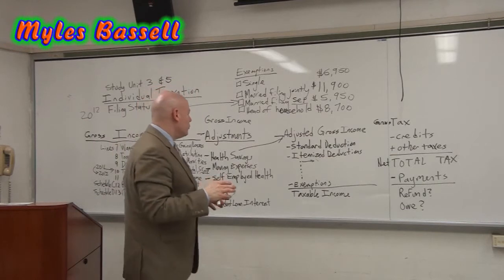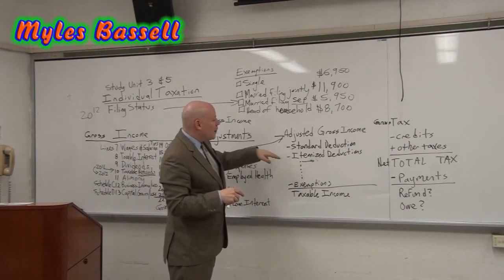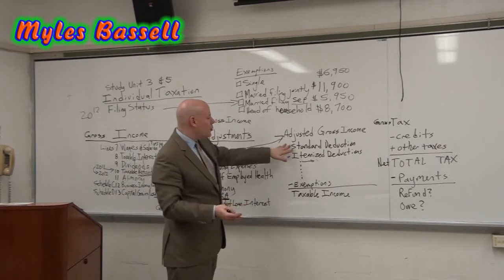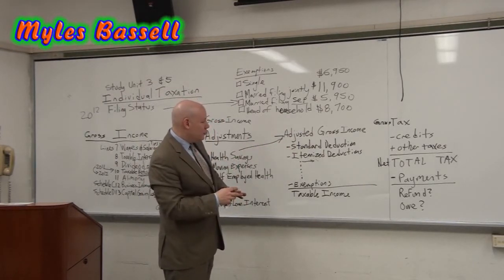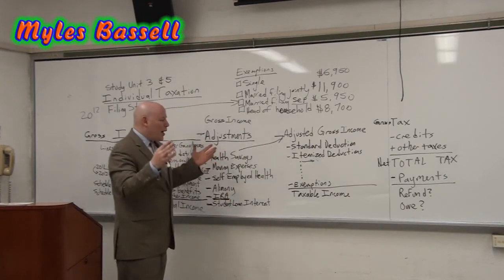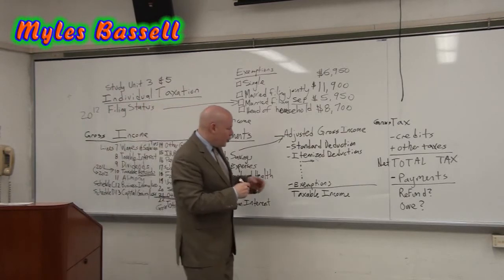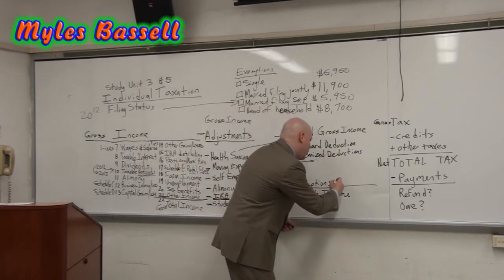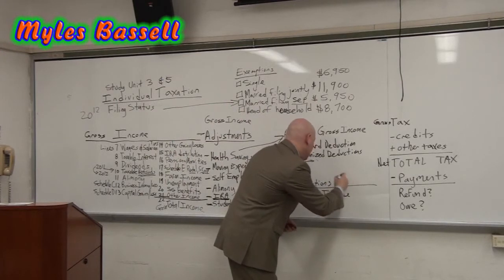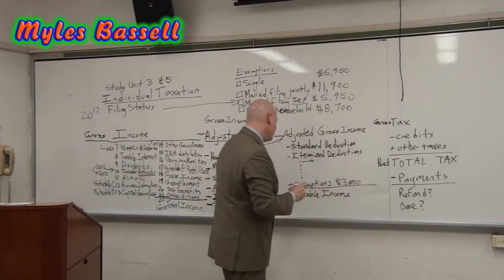All right, so we have our adjusted gross income. Then we need to decide which is greater, the standard deduction or the itemized deductions. We want to take the greater of the two. Now, how much for 2012? How much is the exemption? $3,800 times the number of people.